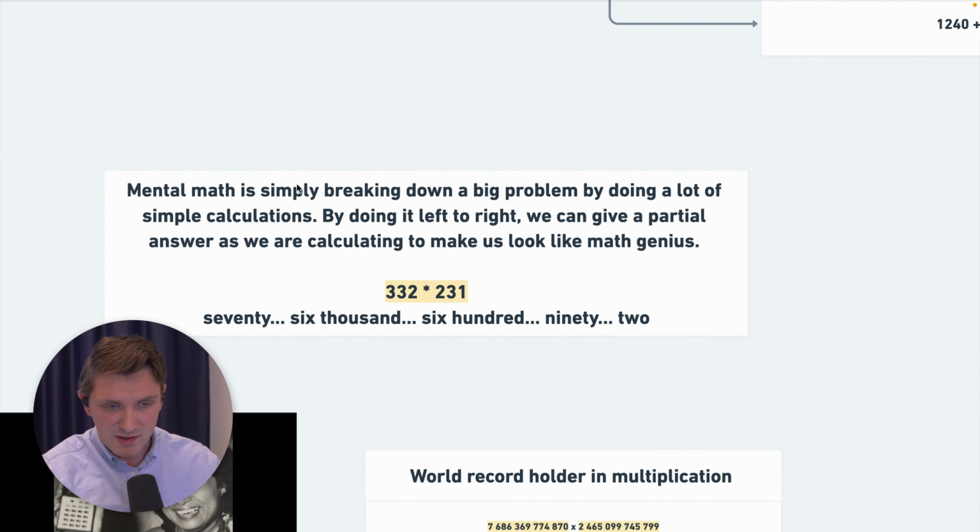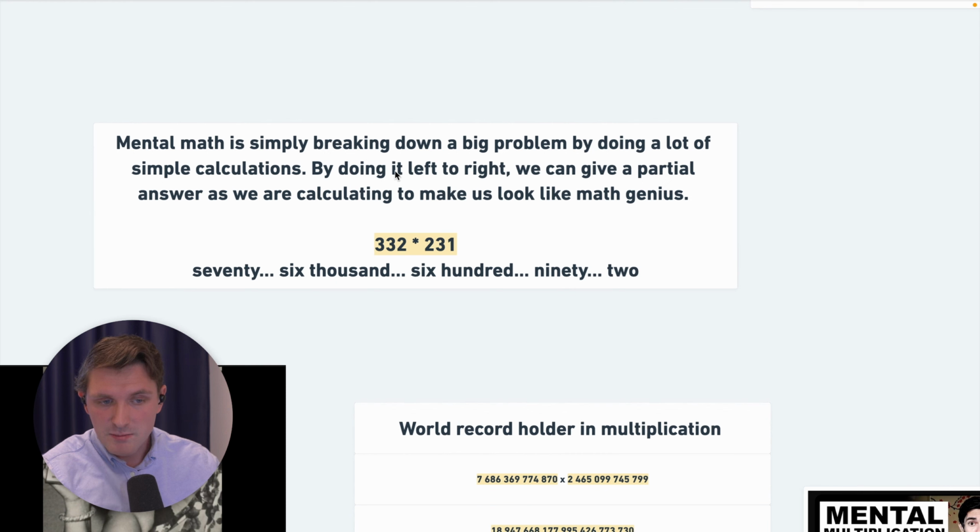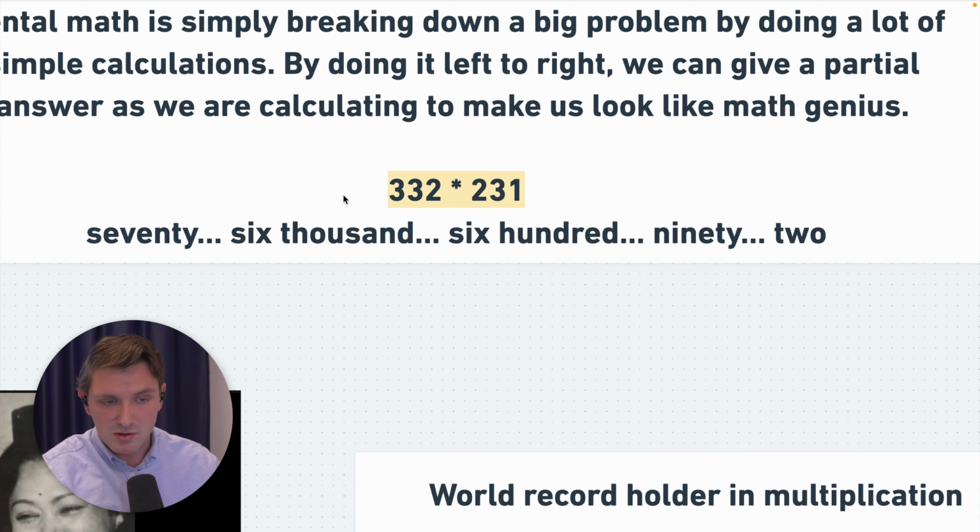So this is a very simple breakdown. Mental math is simply breaking down a big problem by doing a lot of simple calculations. By doing it left to right, we can give a partial answer as we calculate to make us look like math geniuses, right? So if I'm going to calculate 332 times 231, I can start with 70, and I can calculate in my head 76,000. I can stop again.